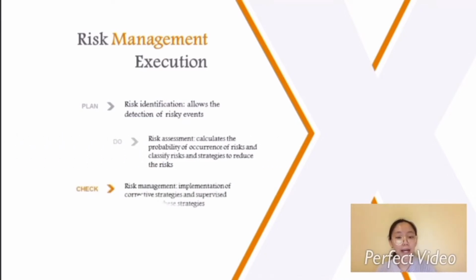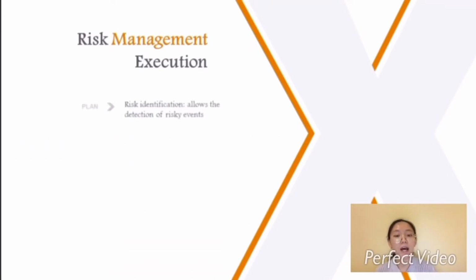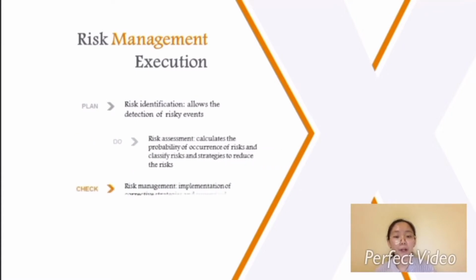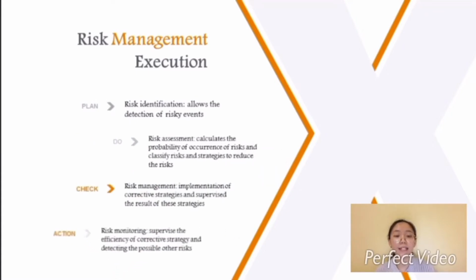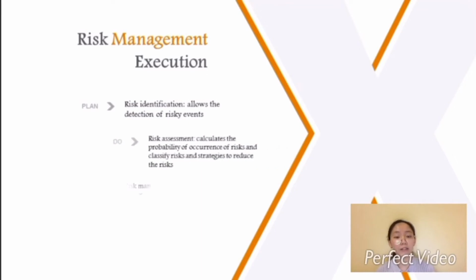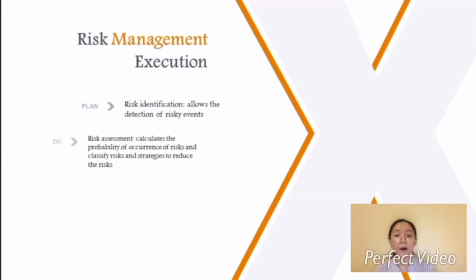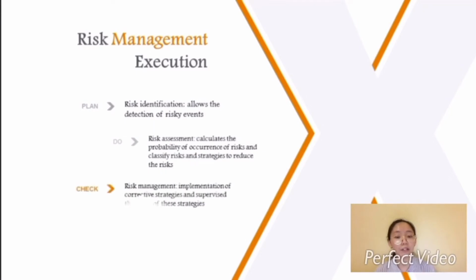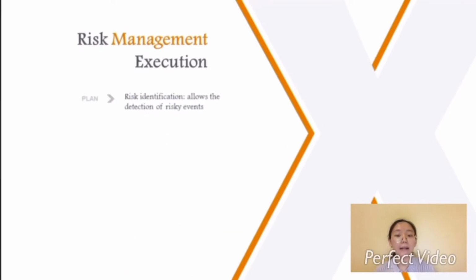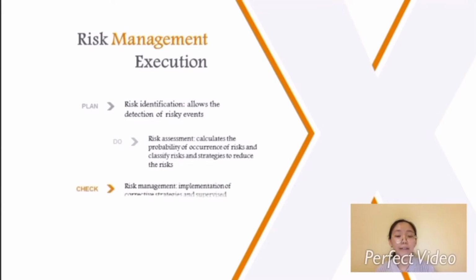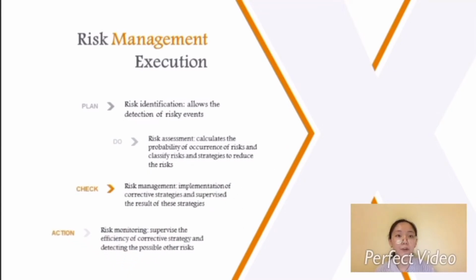And the third one is check. What is check? Check is where you implement the corrective strategies and supervise the result of these strategies. And the last step is action. Do risk monitoring, where you monitor and supervise the efficiency of the strategy, and in the end you would detect any other possible risk that could happen in the future.